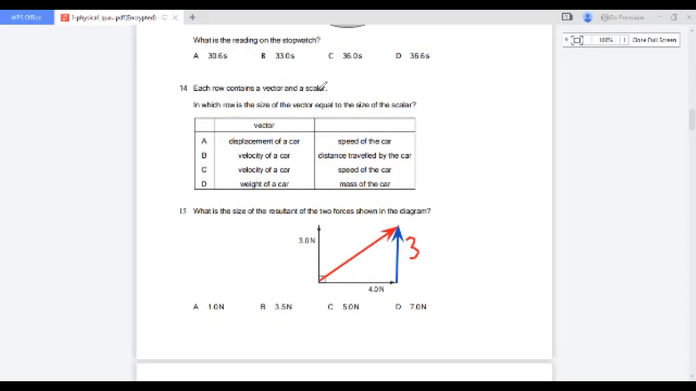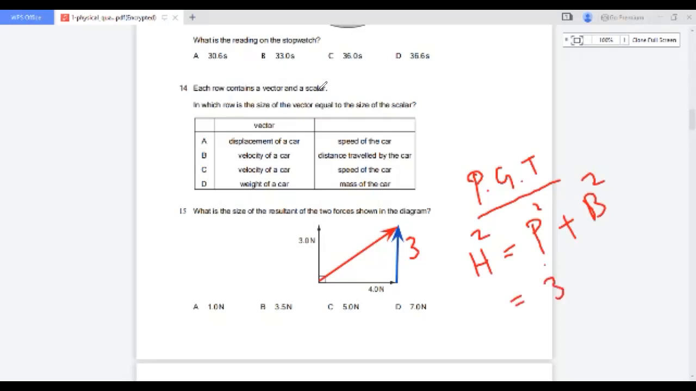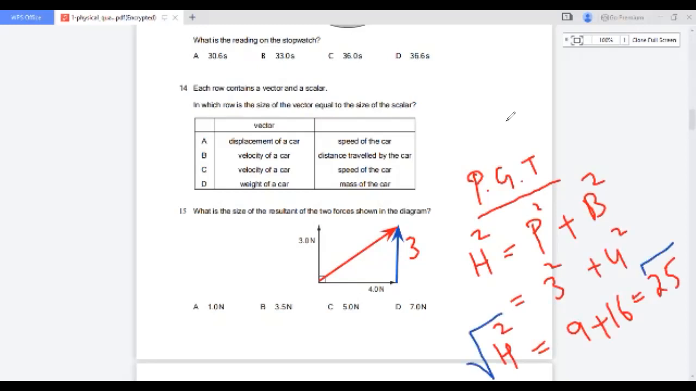And in a right angle triangle we can use the Pythagoras theorem. So the Pythagoras theorem says hypotenuse square equals perpendicular square plus base square. So perpendicular is 3 square and base is 4 square, and it would be 9 plus 16, which is equal to 25. So hypotenuse square is 25. Now taking the square root on both sides, the hypotenuse would become equal to 5. So our correct option would be this one.